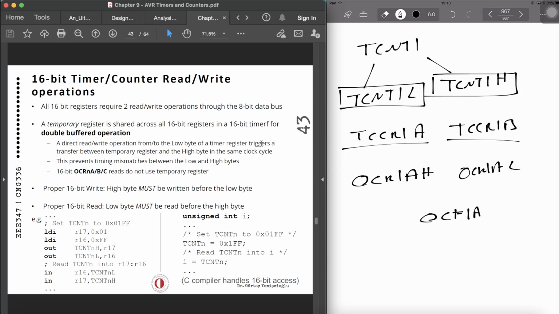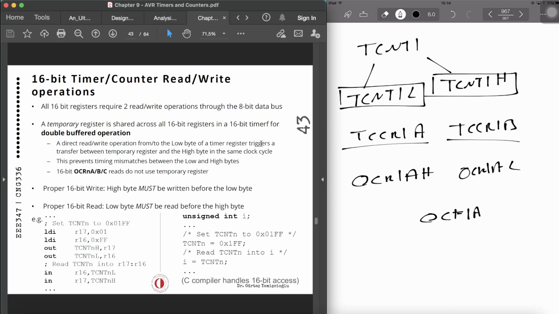So what it does is, when we want to write a value into TCNT1L and TCNT1H, first we have to load it into H and then L, when we are writing it. And when we are reading it, we must read the low byte first and then the high byte, because it's stored in the temporary register. So why are we doing this? It's because we want to prevent timing mismatches between the low byte and the high byte.